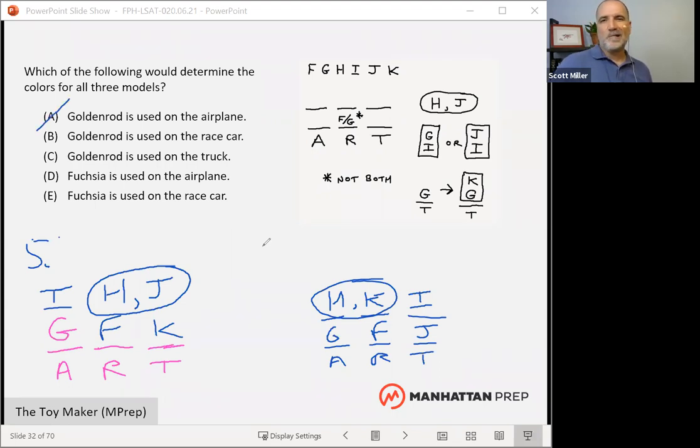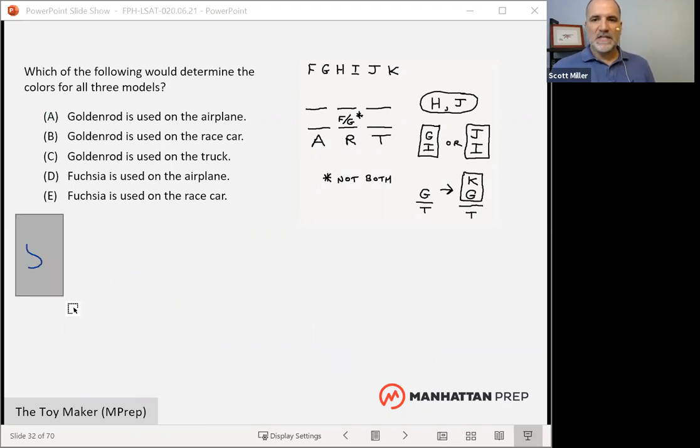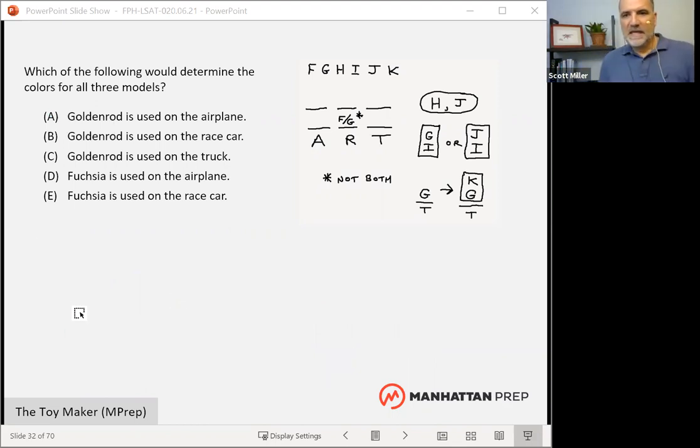Goldenrod is used on the race car. I don't know. So these others might be I don't knows. What I might do in this case, even if I didn't have these diagrams drawn already, is be a little strategic in testing answer choices. I could just start testing answer choices if I wanted to, right? Let me put goldenrod in the airplane and see what happens, see if I get every other element falling into place. You could do that, and you can actually answer questions surprisingly quickly by doing that, but I want to be a little more strategic.